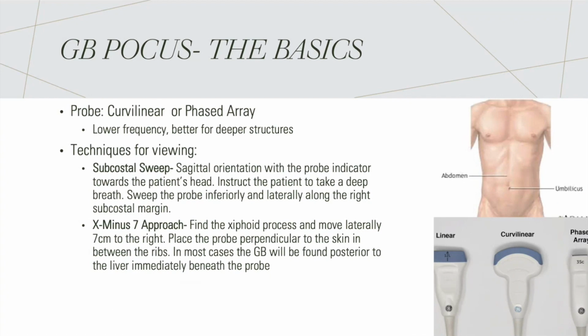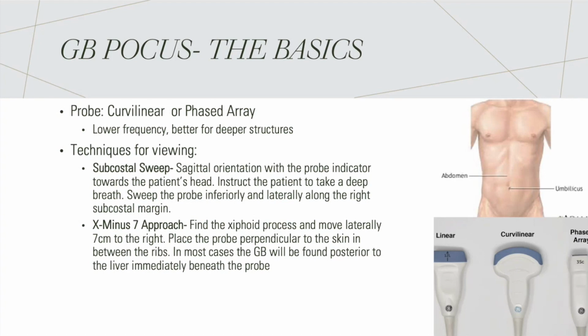So the basics of POCUS when looking at the gallbladder. Our probe that we're going to use: as you see down to the bottom right here, we have our probes. The curvilinear probe is one that's often used. It's good for looking at deeper structures and has a lower frequency, as does the phased array probe. They can both be used when looking at the gallbladder.